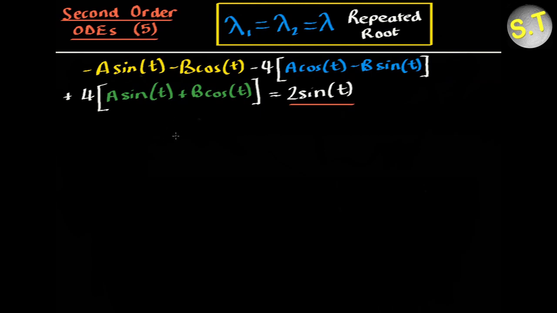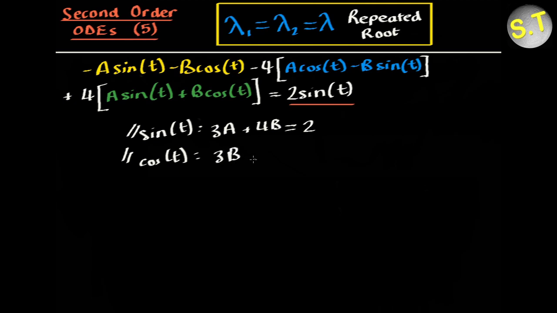Okay, so now if we just focus on the sine terms here, we find that 3a plus 4b is equal to 2, and then if we focus on the cosine terms, we find that 3b minus 4a is equal to 0, and then if you solve these simultaneous equations, you get that a is equal to 6 over 25 and b is equal to 8 over 25.